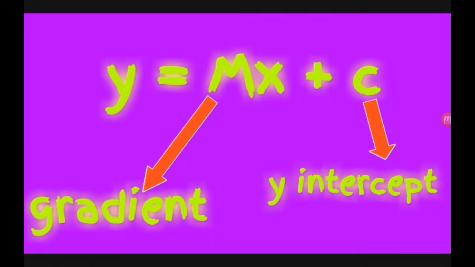Next up, just a cheeky little reminder on the equation of a straight line. y equals mx plus c. We need to know that m is the gradient and c is the y-intercept. So we're going to be using this a lot too. Now to tangents and normals.